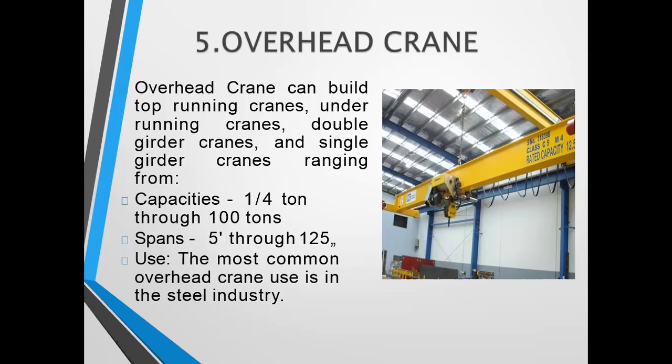Some of these cranes can lift very heavy loads. The capacity of the overhead cranes is generally 1 to 4 tons through 100 tons, right? Means these types of cranes are generally used in small capacity factories to large capacity factories, where machinery parts are moved from one place to another place. The span area of this crane is 5 inch through 125 inch, right?